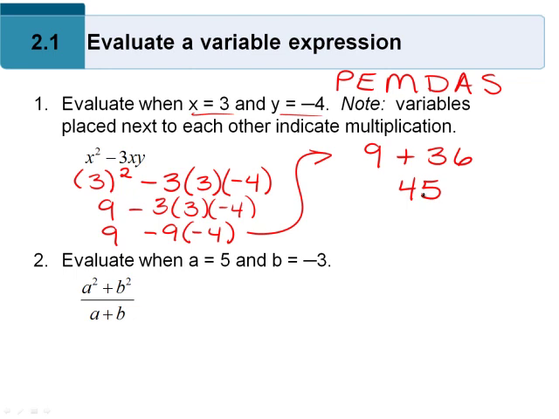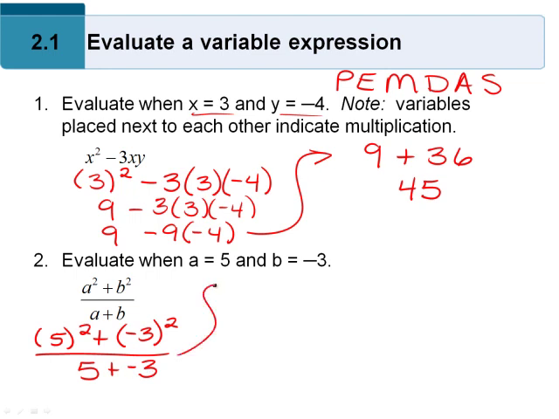So whenever you're doing an evaluating problem with a variable expression, your final answer should always just be a plain old number. No variables involved. Okay? Number 2, evaluate when A is 5 and B is negative 3. So let's see, we have a fraction, okay, but on the top we're going to have 5 squared plus negative 3 squared, and then on the bottom a plus b would be 5 plus negative 3. Okay, so we need to simplify the top and the bottom to where we can just get a simple fraction to see if we can divide it out.